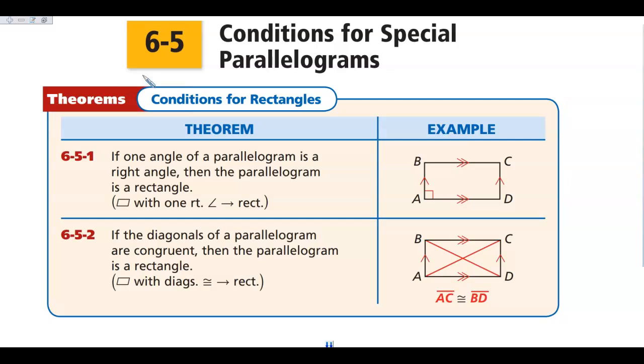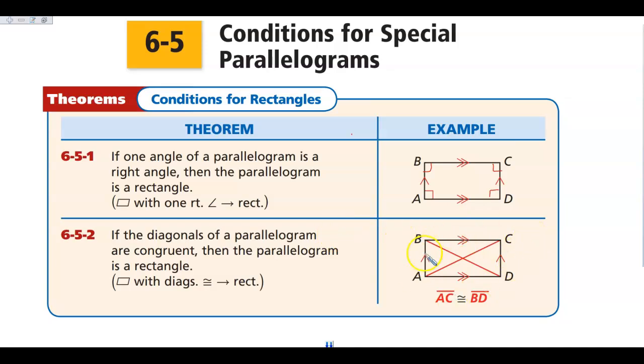All right. So the first thing we're looking at is a parallelogram with one right angle. I've got a parallelogram because opposite sides are parallel, and I have one right angle here. I know that I have a rectangle. That's enough information because I know opposite angles are congruent, and consecutive angles have to be supplementary. So that gives me 4 right angles, which gives me a rectangle.